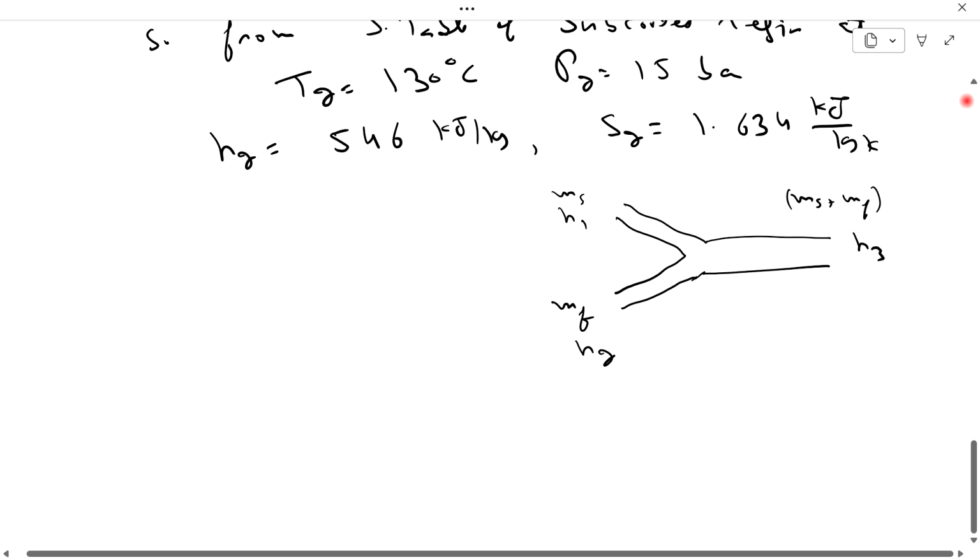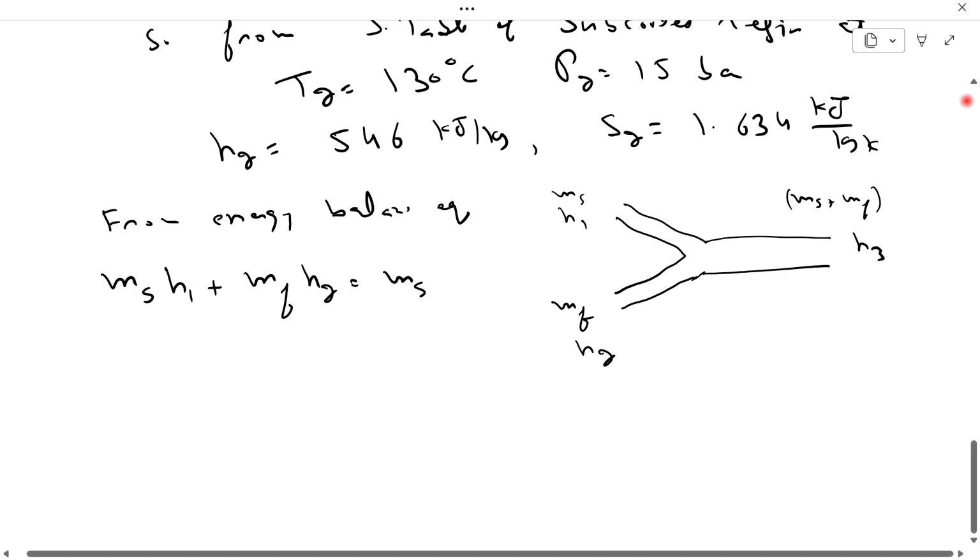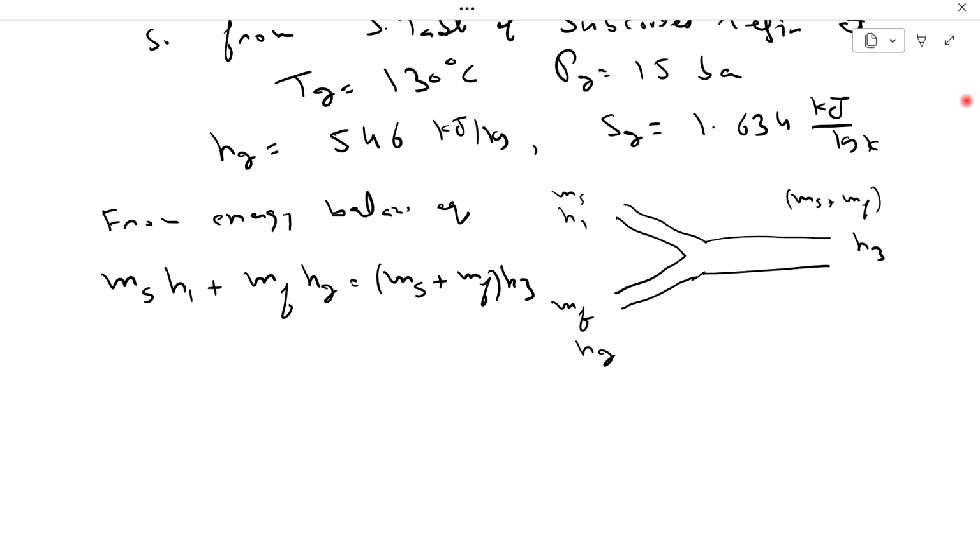So from the energy balance equation, Ms H1 plus Mf H2 is equal to (Ms plus Mf) H3. These are for entrance, and these values are for exit. Now, putting the values in this equation and find Ms.